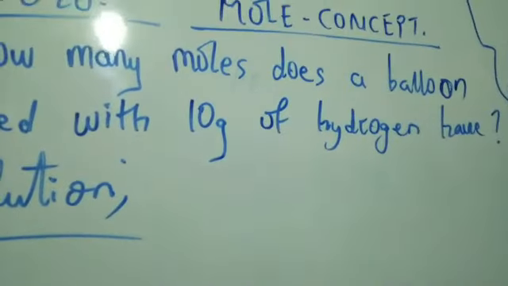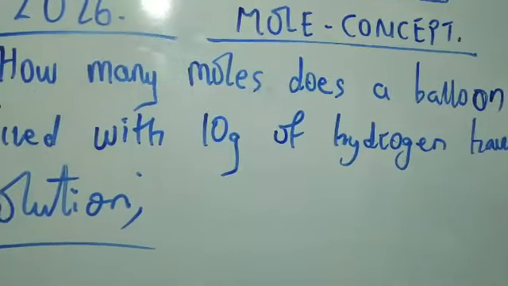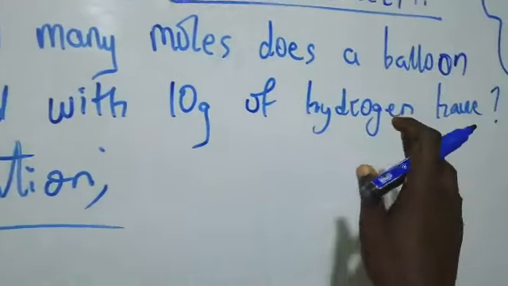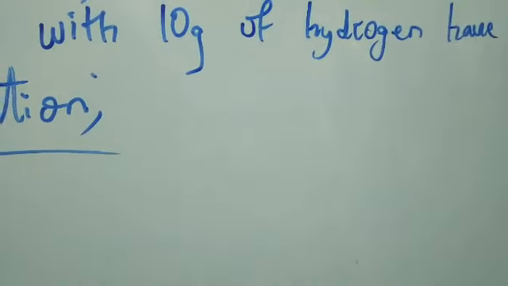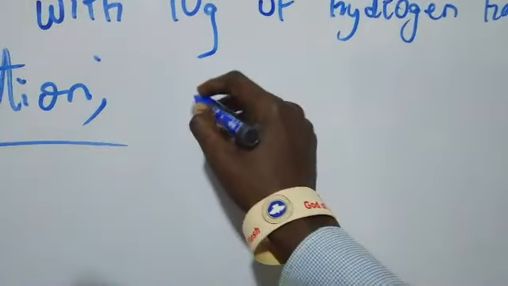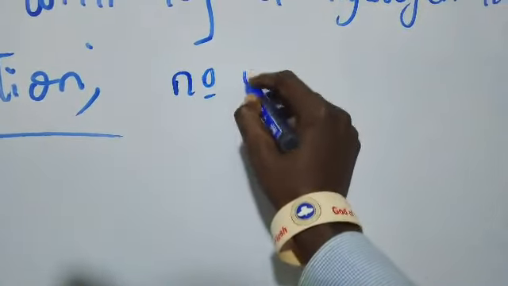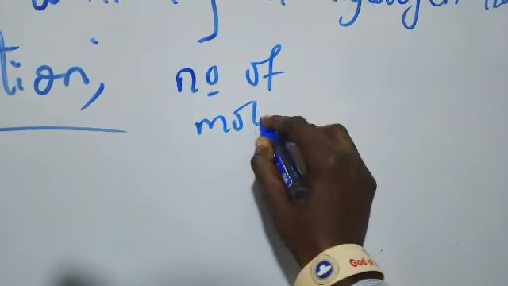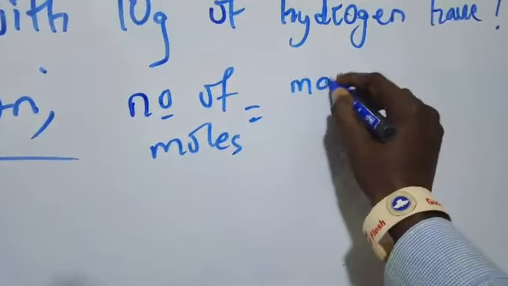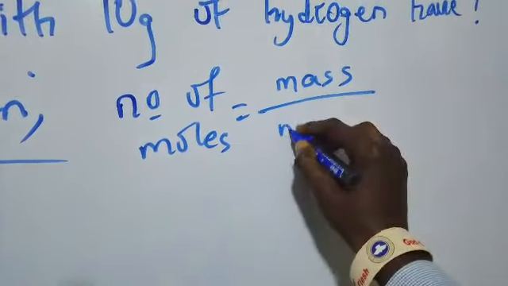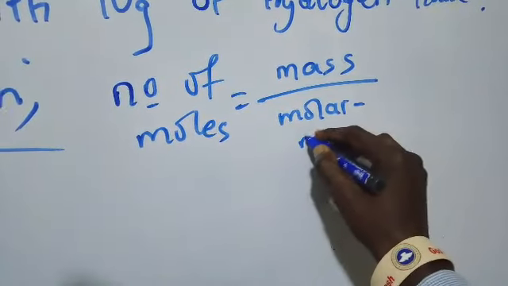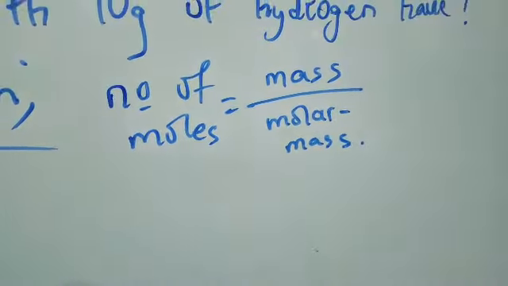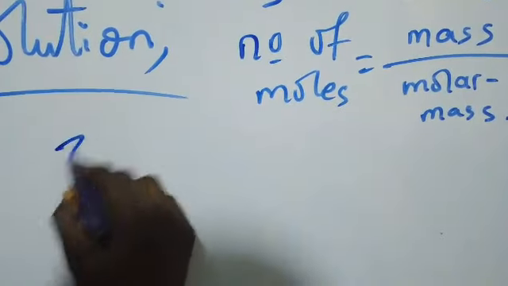Under mole concept, they said, how many moles does a balloon filled with 10 grams of hydrogen have? From my own personal conception, one of the most popular formulas in chemistry is number of moles equals mass over molar mass. I can't count the number of times we use this formula in chemistry, especially during the days of electrolysis.